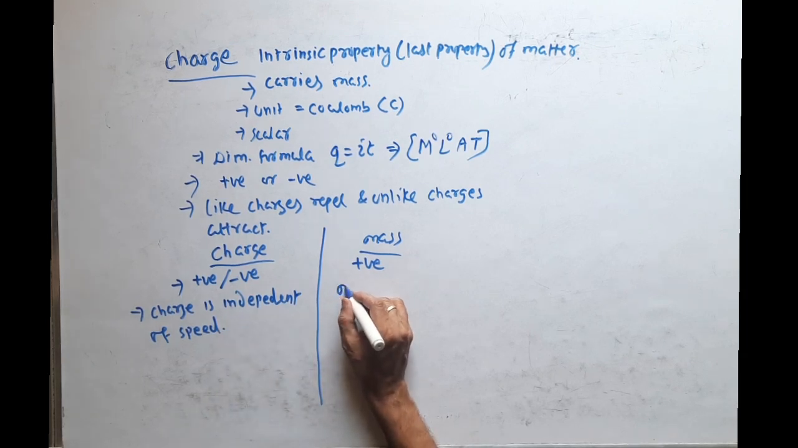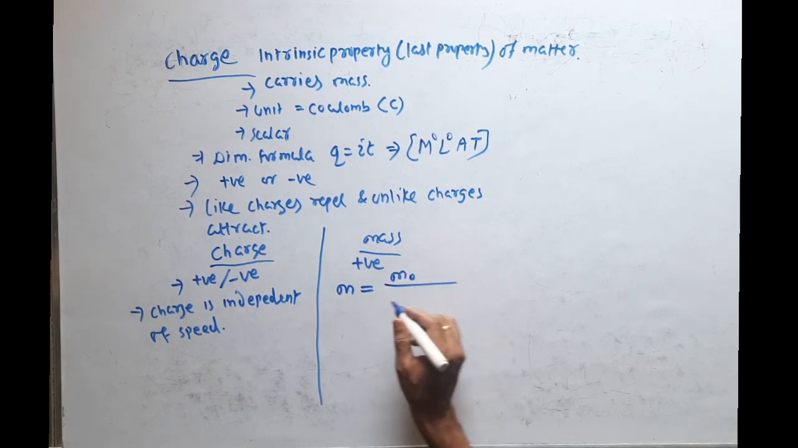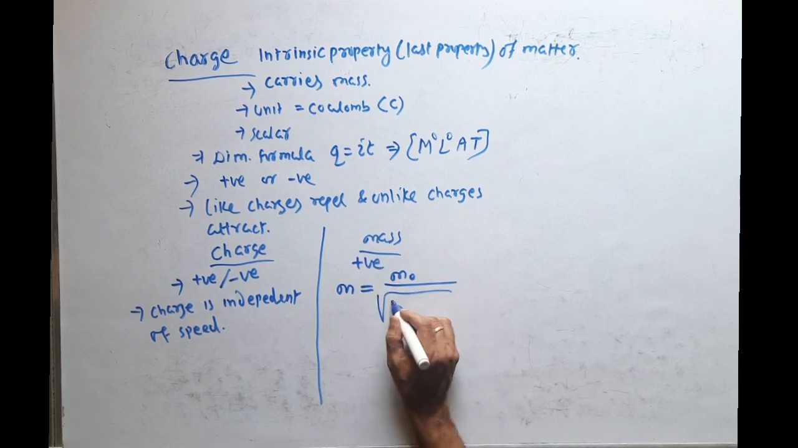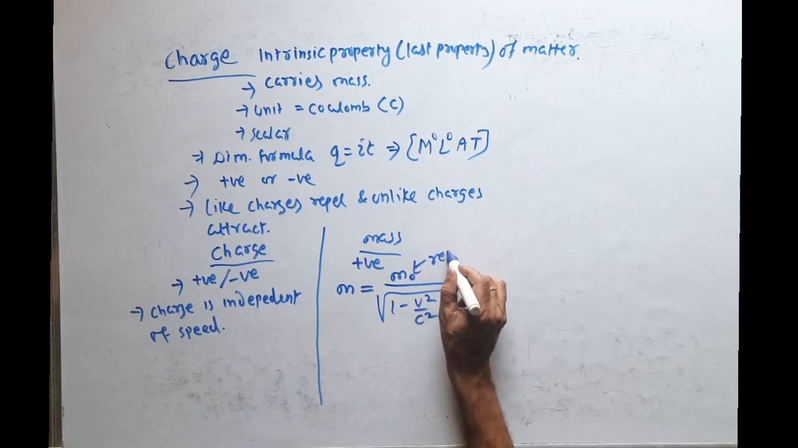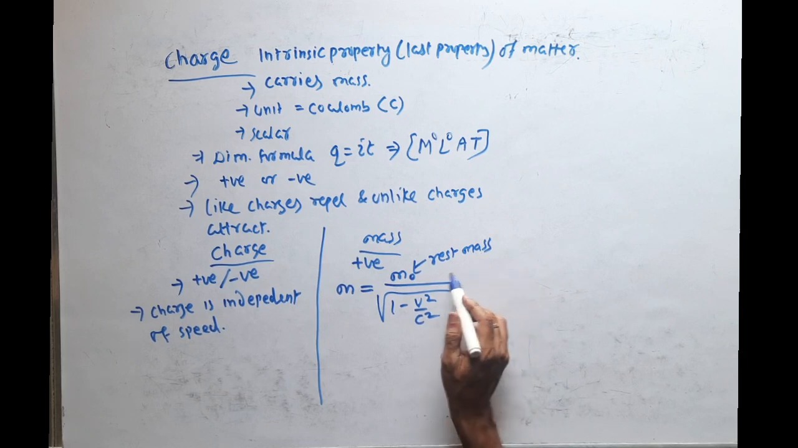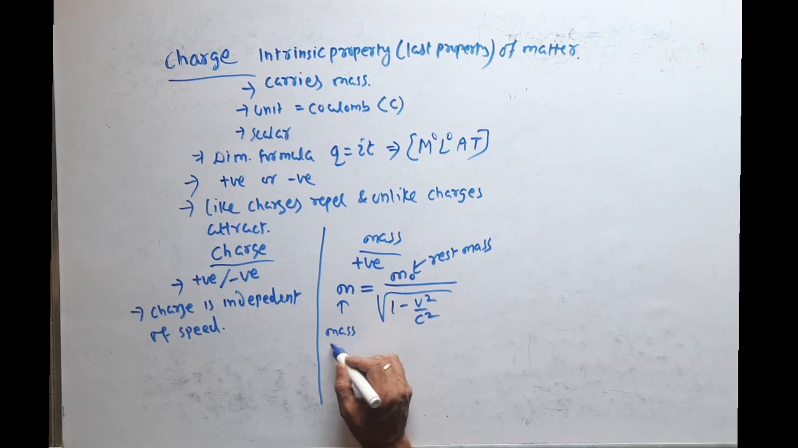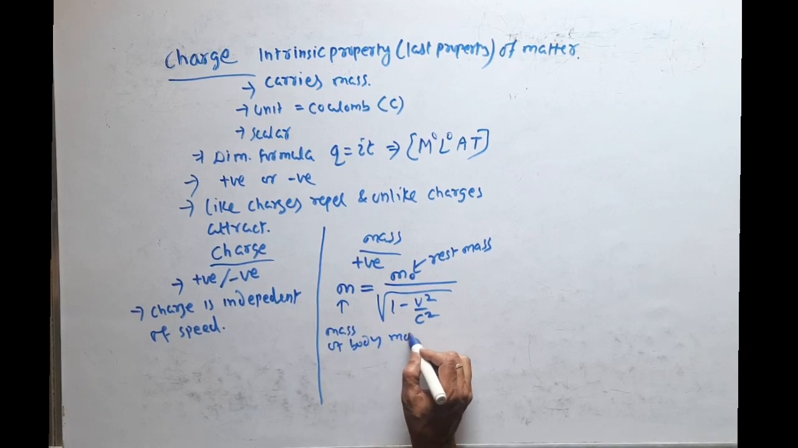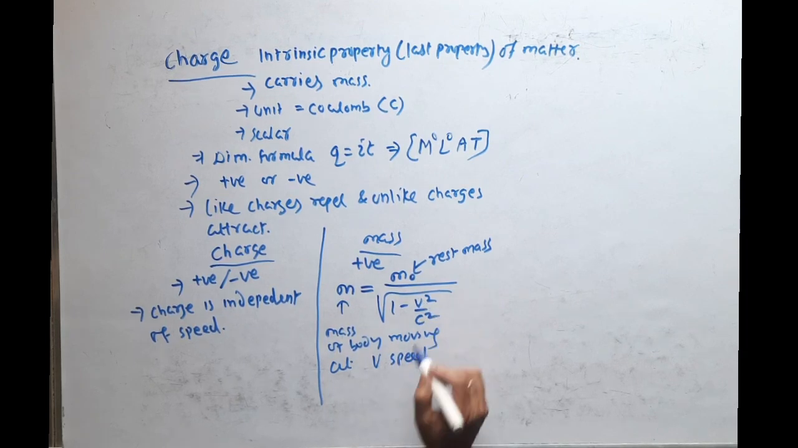But mass is not independent of the speed. Mass depends upon speed. How? So there is a relation: m is equal to m naught divided by the square root of 1 minus v square by c square. So what is m naught? M naught is the rest mass. If a body is at rest and you measure the mass, that is m naught. And this m is the mass of the body moving at what speed? At v speed. So here v is there. What is c? C is the velocity of light.